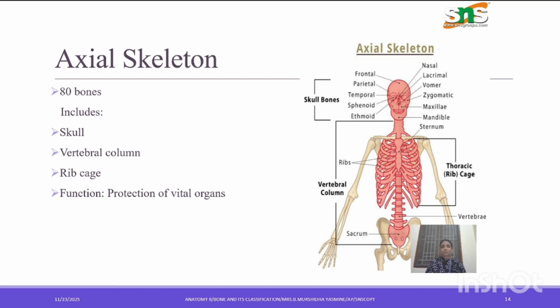The next classification is based on where the bone is located. According to that, the bones are classified into axial bones and appendicular bones. The axial skeleton includes 80 bones, which include the skull, the vertebral column and the rib cage. This serves a major function called protection of vital organs.